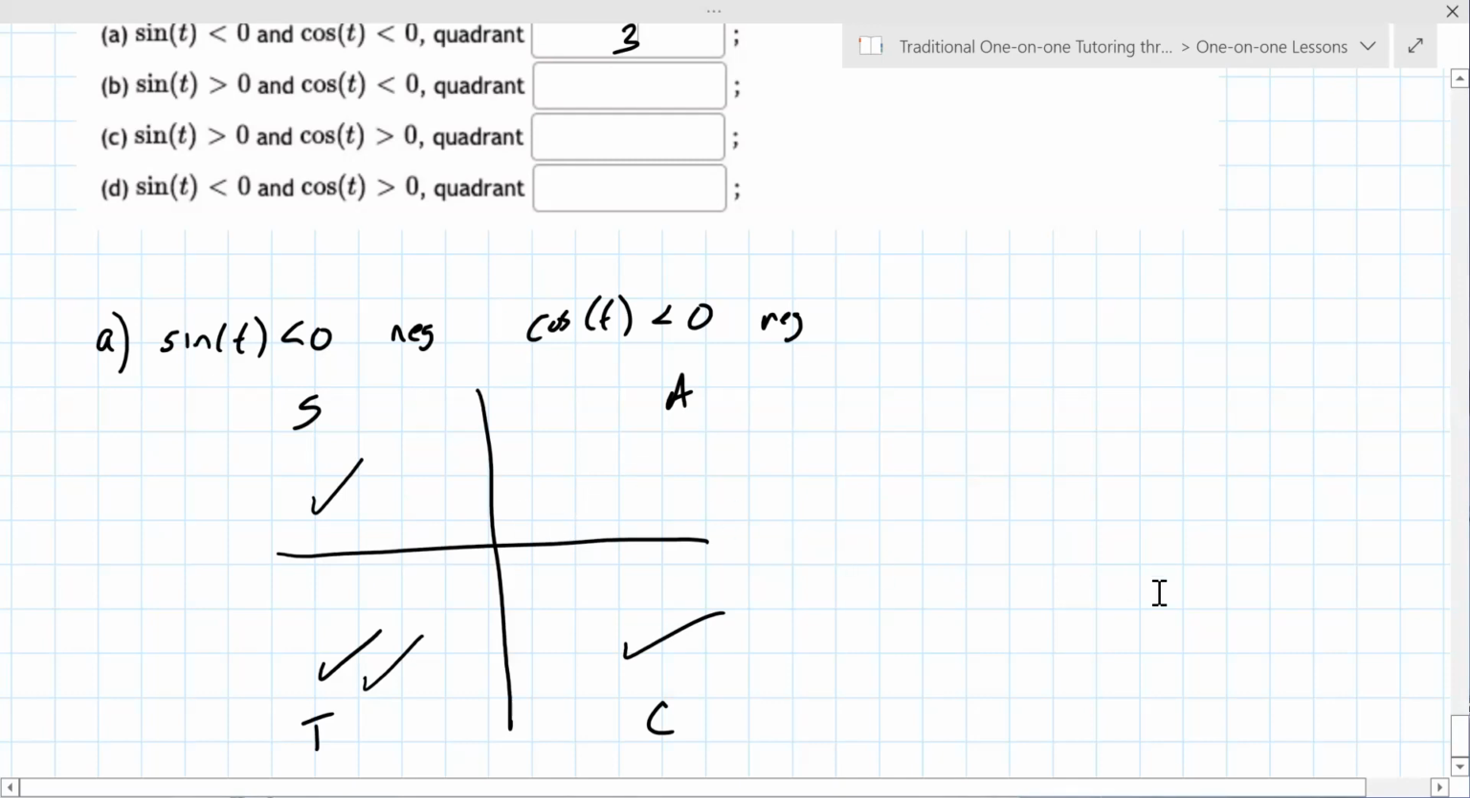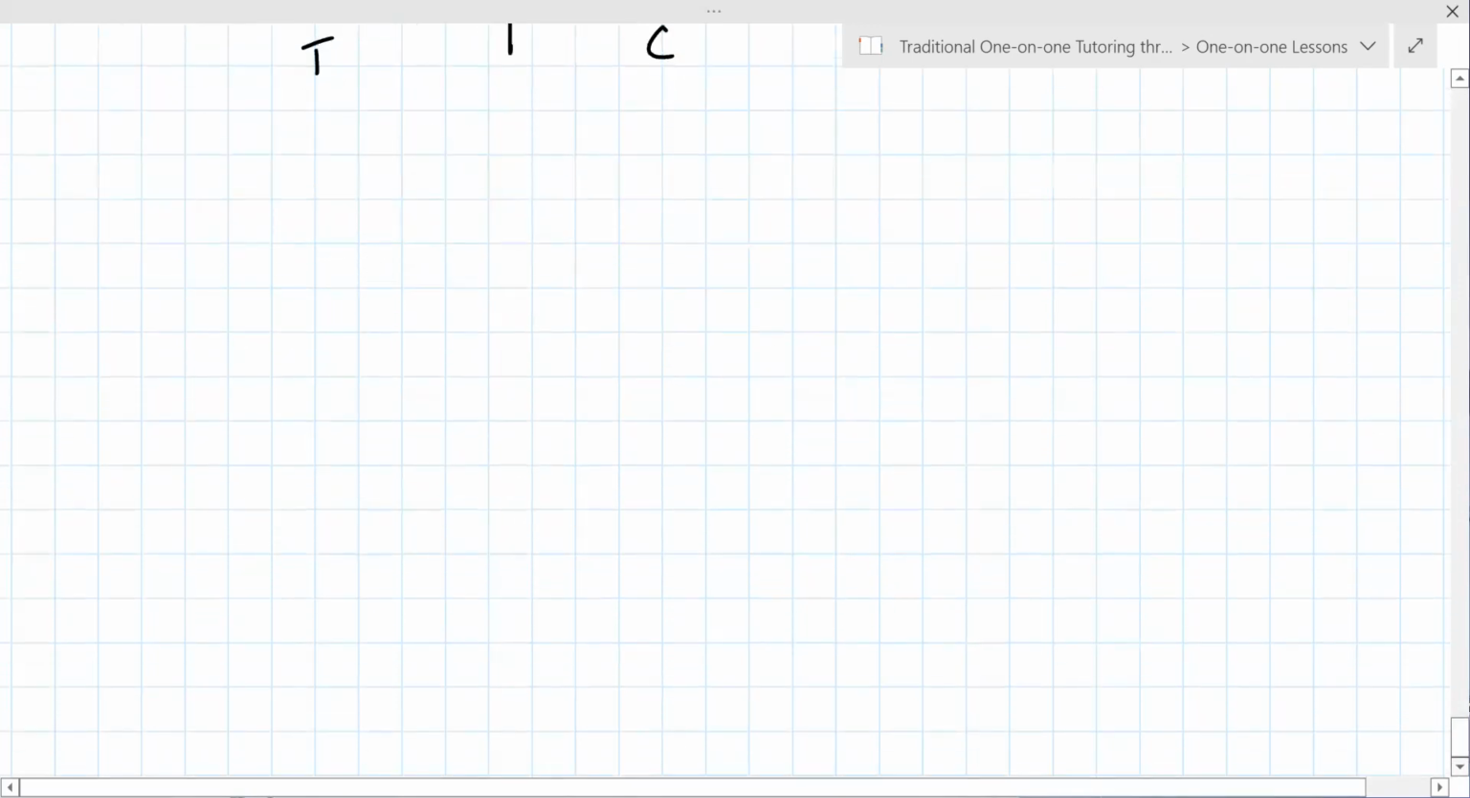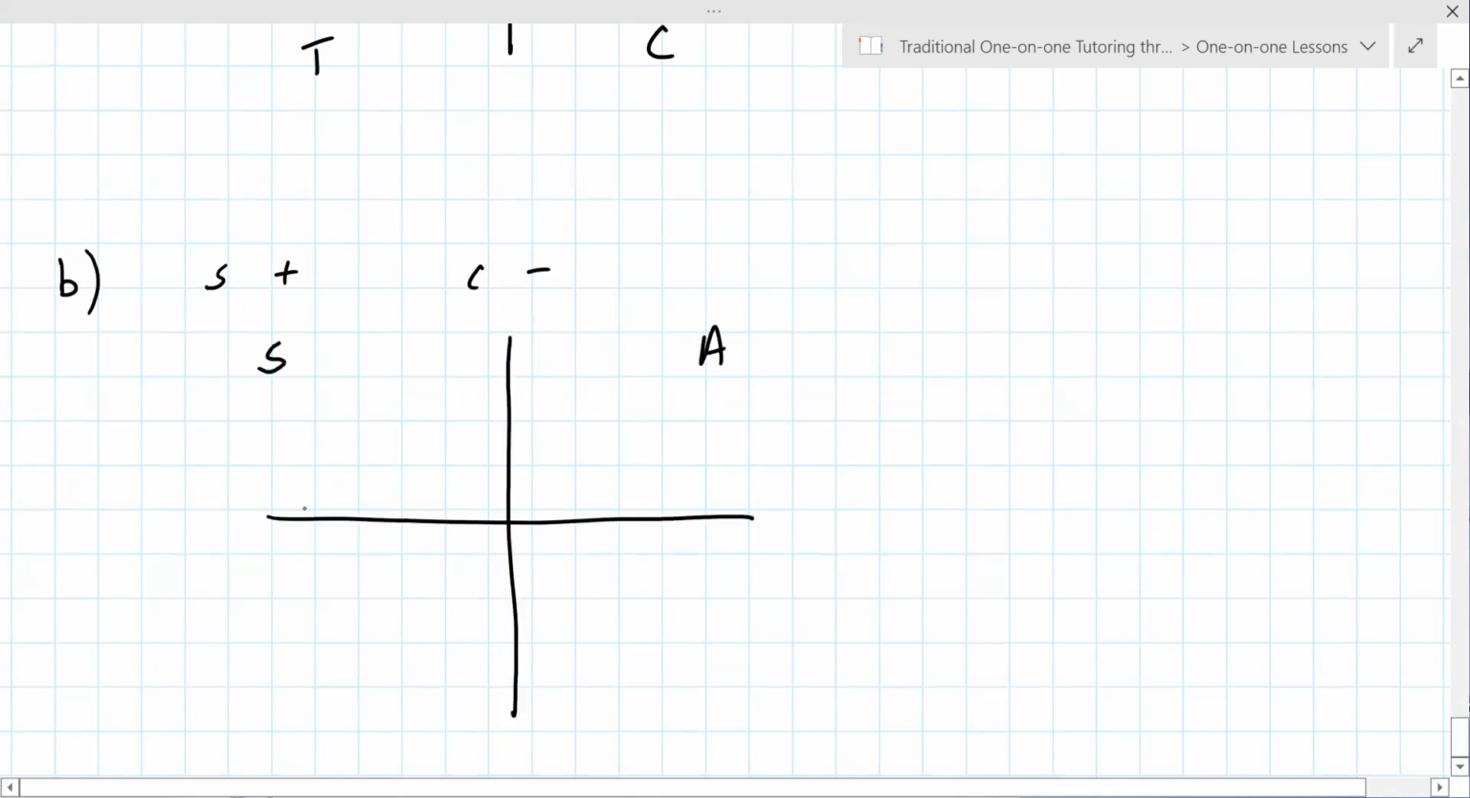Okay. B is sine positive, cosine negative. So again, we'll just draw this ASTC. Where is sine positive? Well, they're all positive in the first quadrant, and then you look for the one that has S. S is positive in the second quadrant. Cosine negative? They're all positive in the first. Sine is positive in the second, which means that cosine is negative. And then tangent is positive in the third, which means sine and cosine are negative. So also down there, we've already got our overlap. So it's quadrant 2.